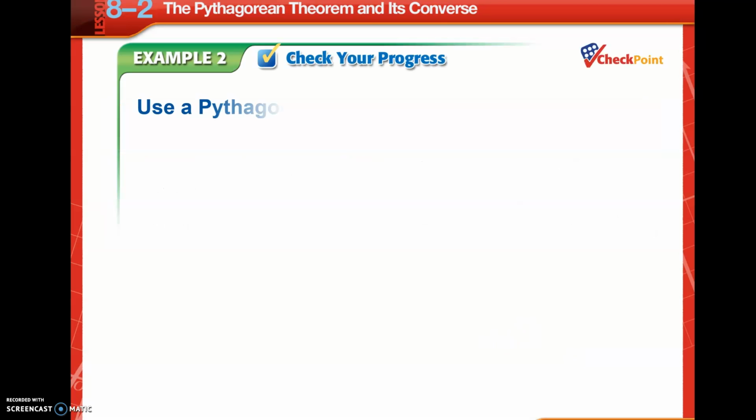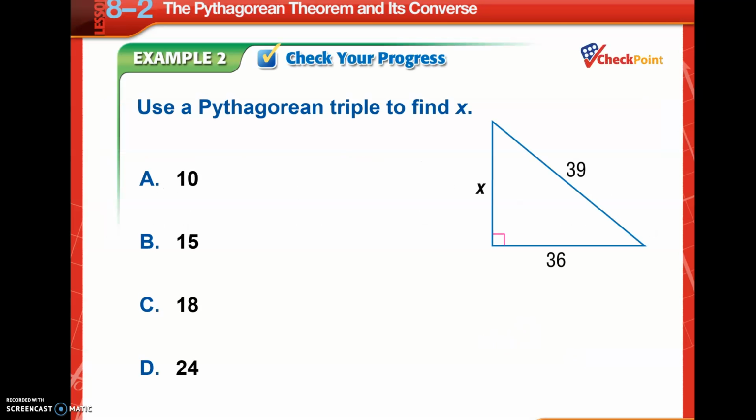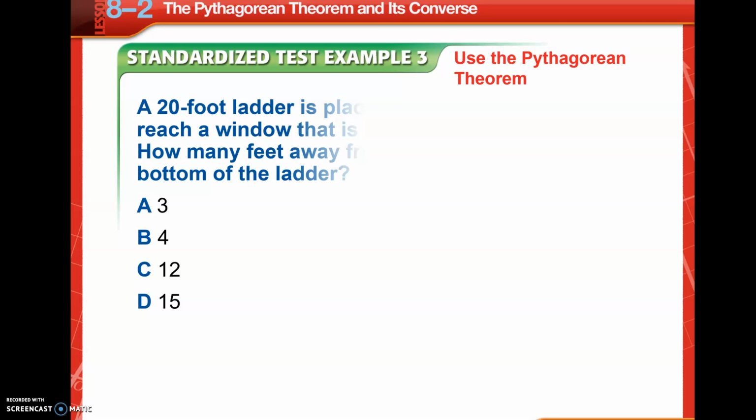So if you can recognize that they're a triple, so this 39 is 13 times 3. This is 12 times 3. So they've got a 12, 13, so this would have to be 5 times 3, or 15. So you can use the Pythagorean theorem, or you can see if you can recognize a Pythagorean triple.